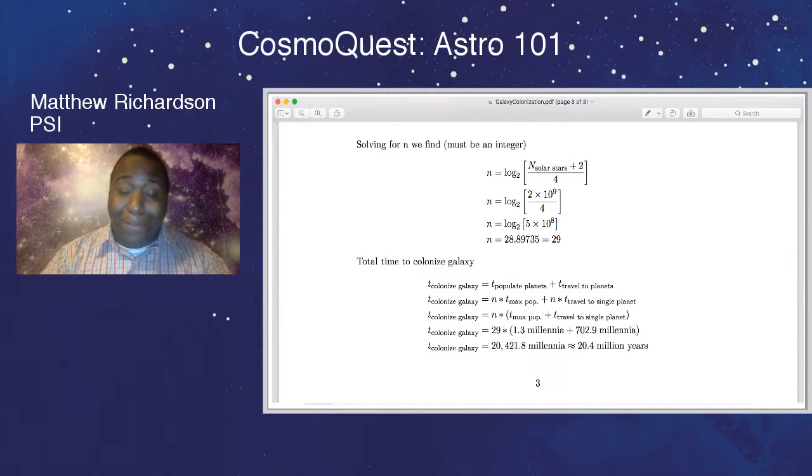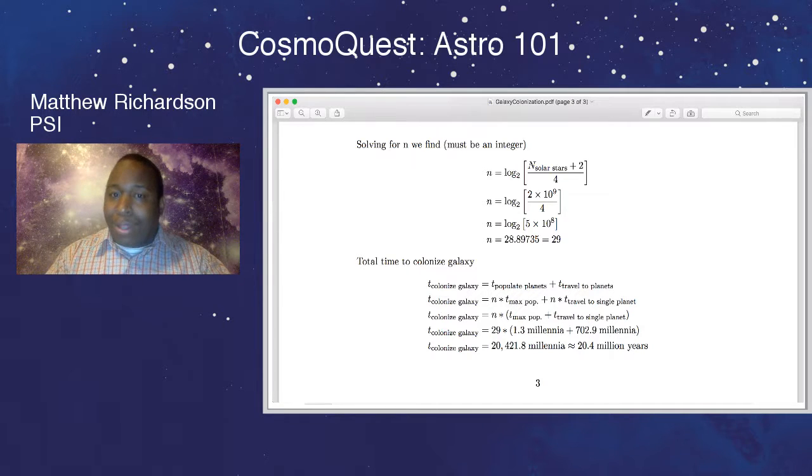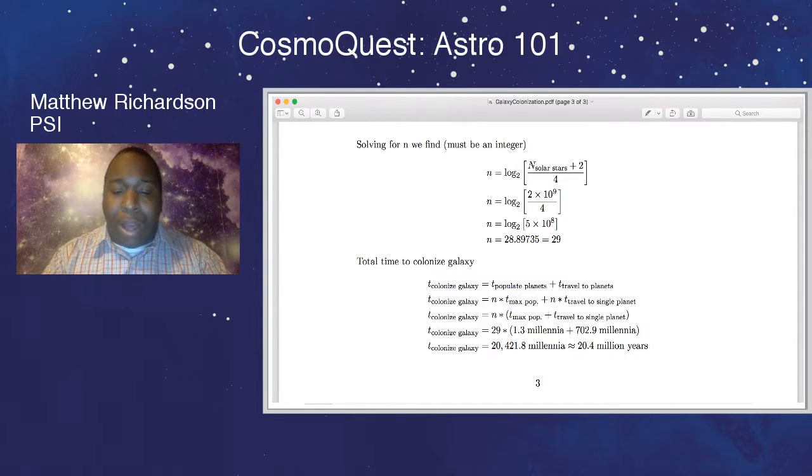Now, when you think about that, 20.4 million years to colonize the galaxy, and this is kind of using realistic values for the colonization process.